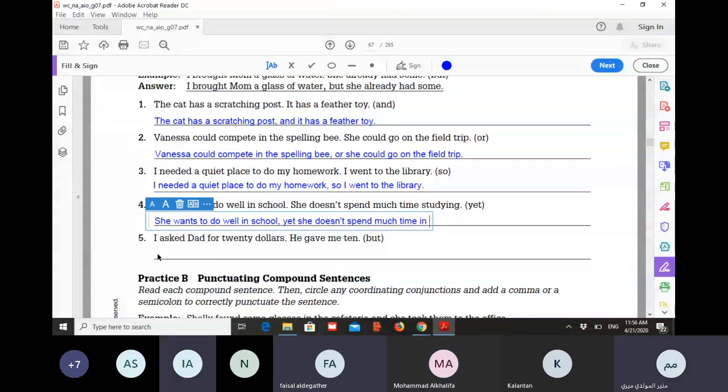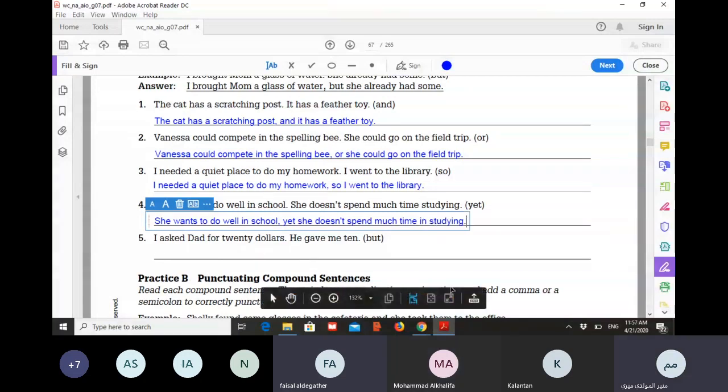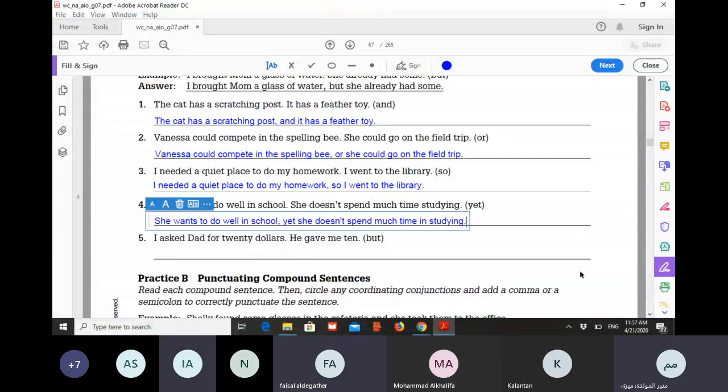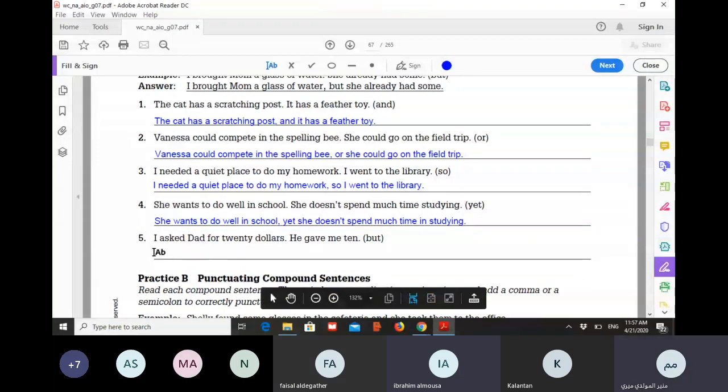Ibrahim Musa, the next one. Okay, number 5. I asked Dad for $20. He gave me 10. I asked Dad for $20, but he gave me 10. Excellent.